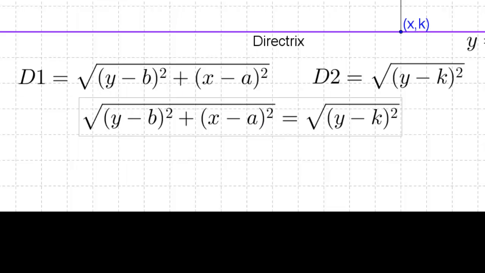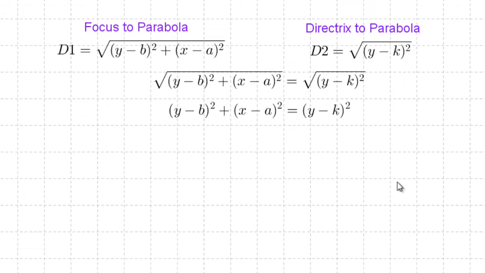So that first distance between the focus and the parabola is the same as the distance from the parabola and the directrix. When we square both sides, this is what we get: the focus to the parabola distance equals the directrix to the parabola distance. Now let's move the y terms over to one side. Once we do that, we have the x terms on the left side and the y terms on the right side.